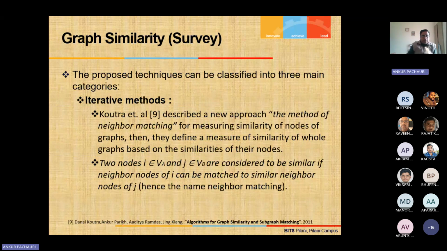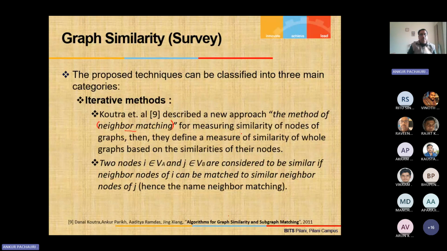They came up in the year 2011 for subgraph mining. They describe a new approach, the method of neighbor matching. In the first one we were talking about the neighborhood. Then in the second method, we talk about the type of connectivity as well, the number of edges. Then the updated one also takes care of neighbor matching.